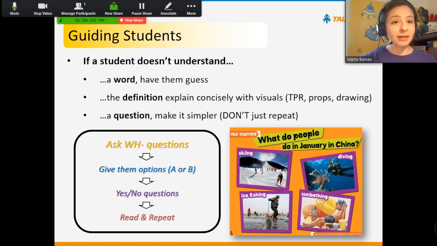Have them guess what it means, either by acting it out or having them use critical thinking skills to figure out the etymology of what it happens to be. If they don't understand a definition, so let's say you gave the definition to the word before, explain it concisely with visuals. TPR, props, drawing, ideally a blend of all three.